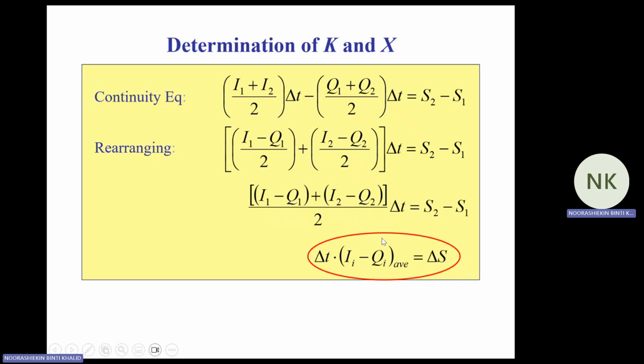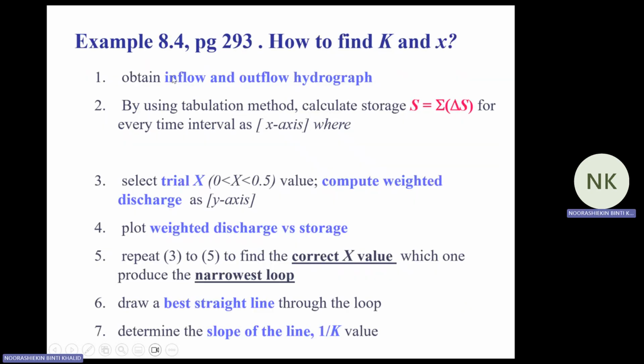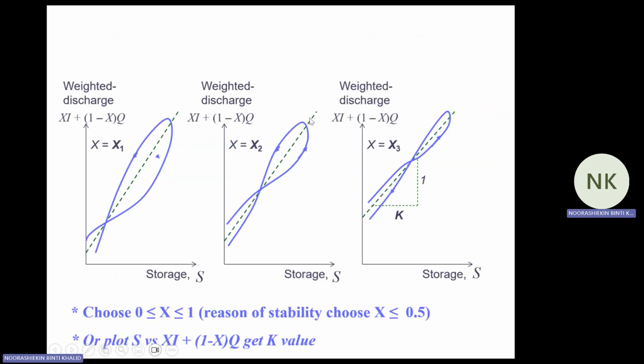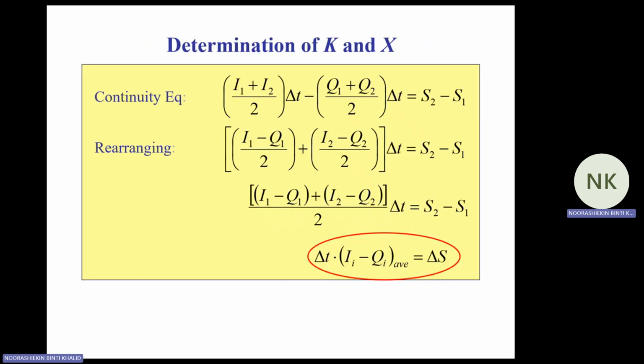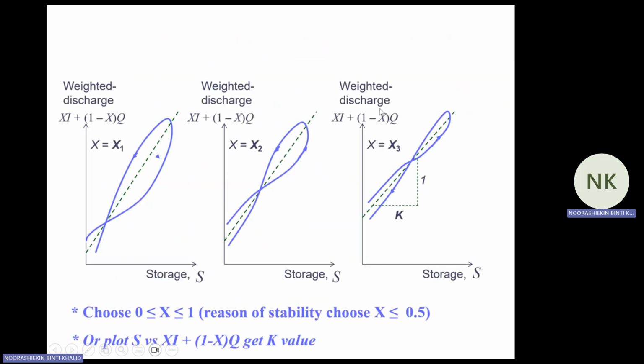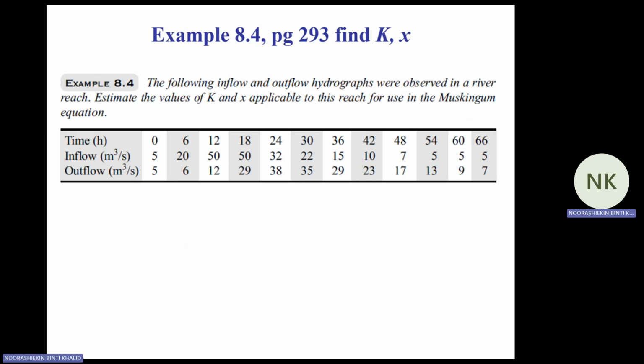So we want to find K and X, so use this equation. Obtain the inflow and outflow graph. So for this graph, determination of K and X, we have to do a trial. We have to try X values until the graph shape is narrow. Then you get the one that is nearest for your result. This one example 8.4.